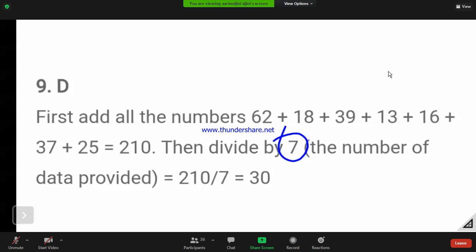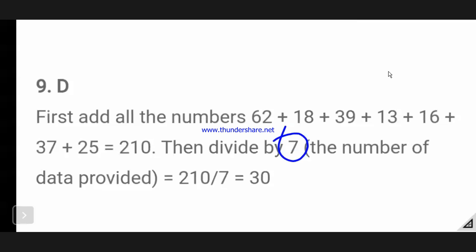Since there are 7 weeks and they are attending only on Friday, there are 7 days. While adding, we got 210. 210 divided by 7, we are getting 30.